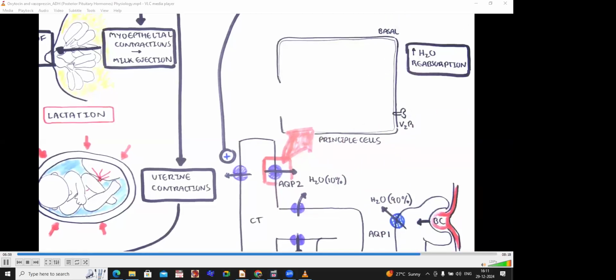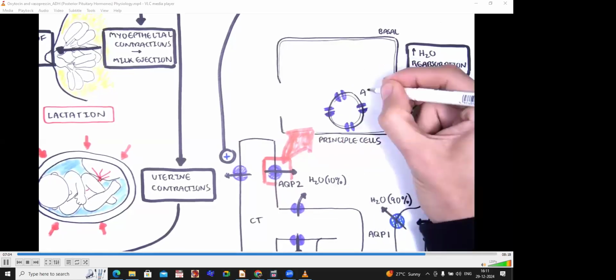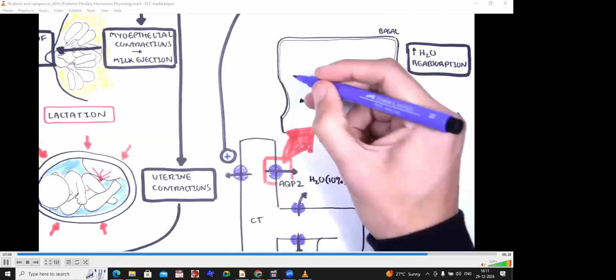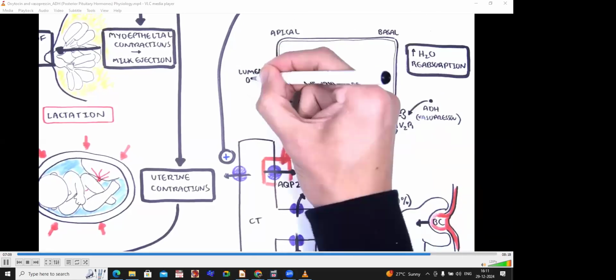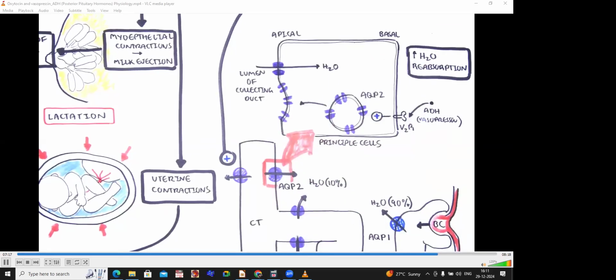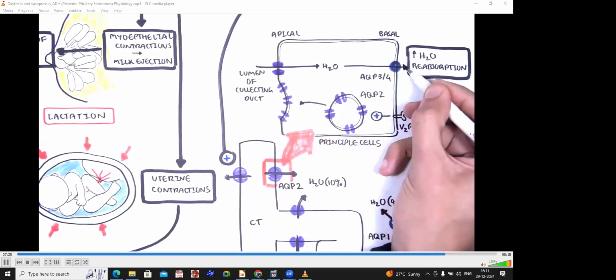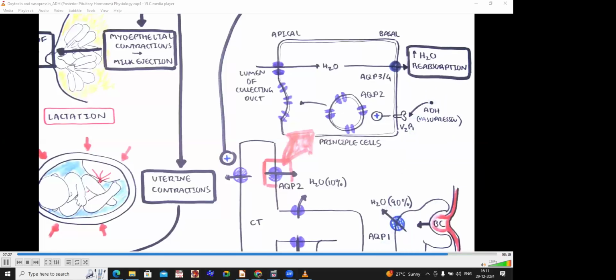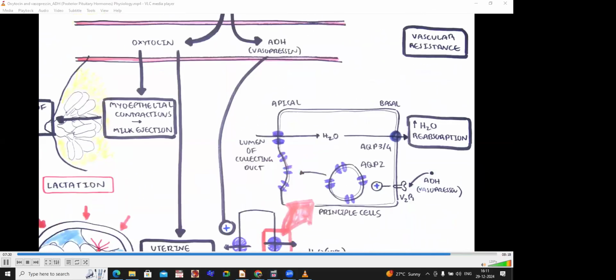ADH binds onto ADH2 receptors, where it will stimulate the insertion of aquaporin 2 channels on the apical surface of the principal cells. The insertion of water channels into the membrane here increases the permeability of water in the area. Water reabsorbed in the cells leaves the cells through the basal aspect through aquaporin 3 and 4 channels. Increase in water reabsorption means increase in blood volume and blood pressure, and also decreases plasma osmolarity, maintaining body homeostasis.